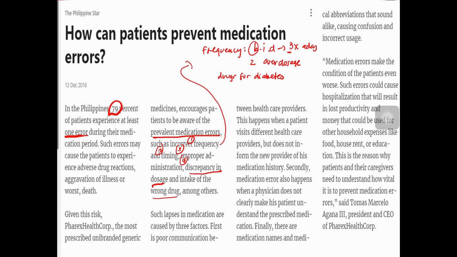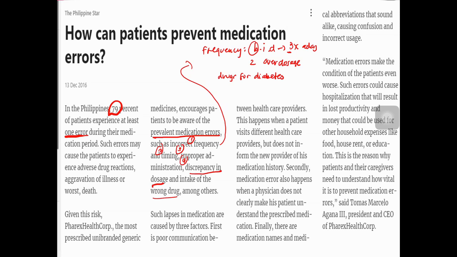First, poor communication between healthcare providers. Okay? Just like my example to you a while ago. If the nurse did not ask my professor, that vaginal tablet might be administered orally to the patient. This happens when a patient visits healthcare providers but does not inform the new provider of his medication history.